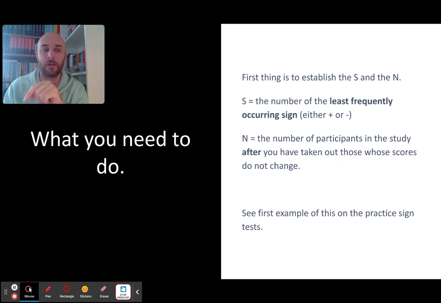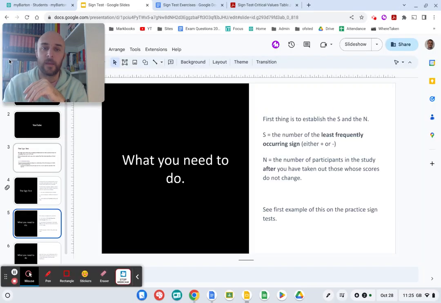And you also need to work out the N. The N is the number of participants in the study after you have taken out all of those scores that do not change. Now, I'm just going to show you an example here.